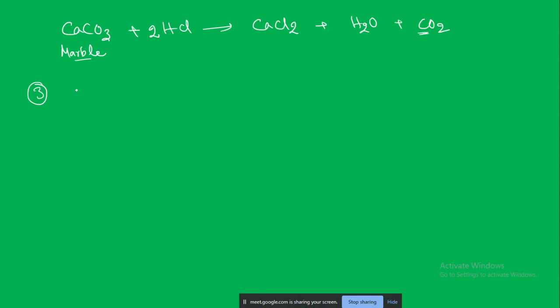I wanted to ask whether the acid present in lemon juice can react with marble blocks. Yes, definitely it will react. The reaction will be slow.